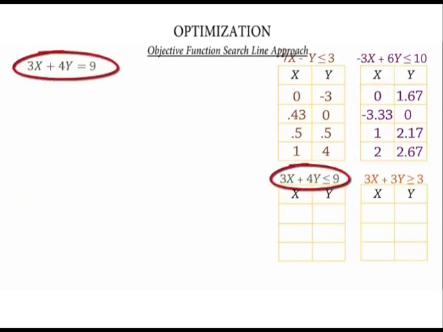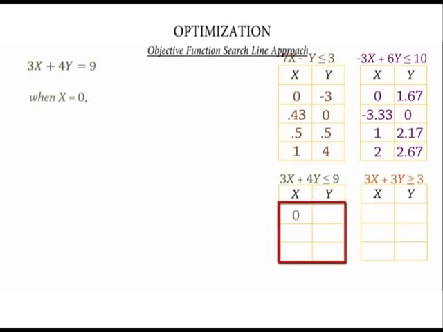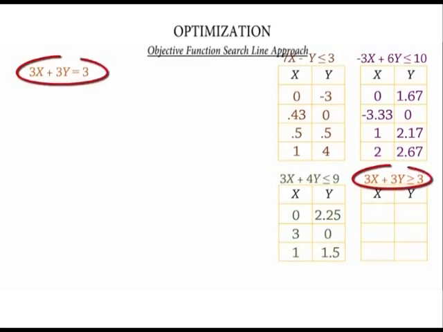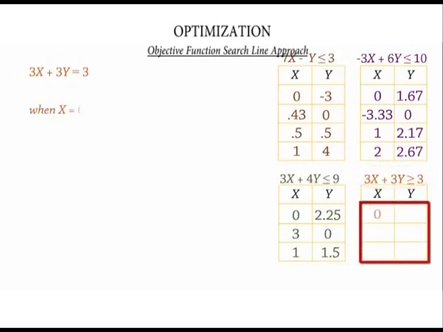Third constraint, 3x plus 4y is 9. When x is 0, y will be 2.25. And when y is 0, x is 3. Let's try one more point. When x is 1, y is 1.5. That's better. Lastly, C4, 3x plus 3y is 3. When x is 0, y will be 1. And when y is 0, x will be 1. That's simple. The non-negativity constraints are simply the x and y axes.